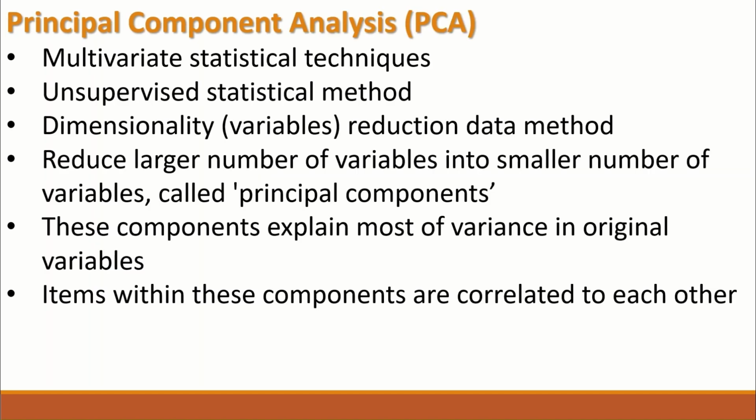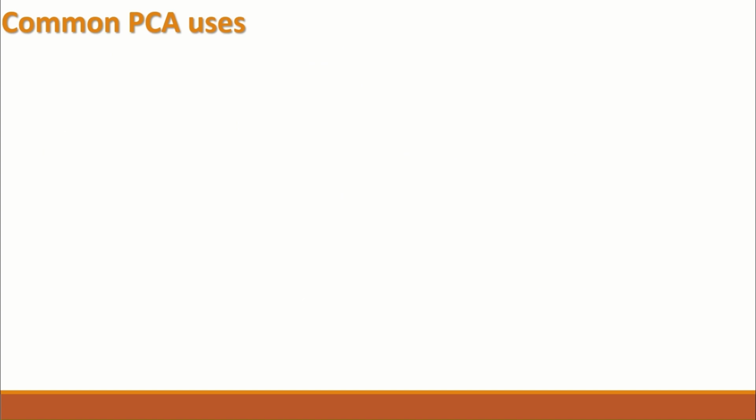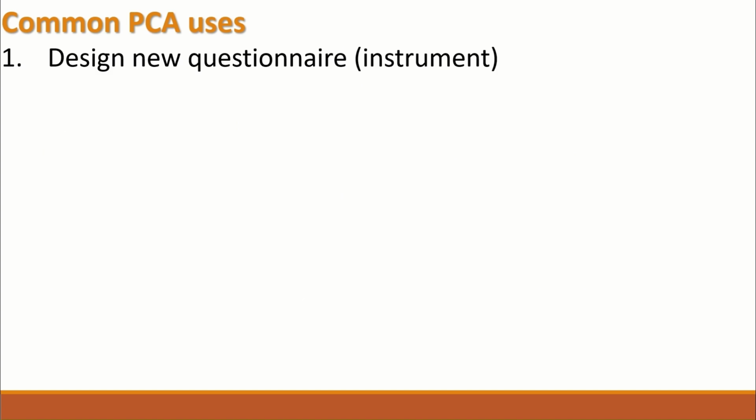The overall objective of performing PCA is to have a large number of items or variables, and try to reduce that number by grouping those items or variables into components. These components, or the variables within these components, are correlated to each other. So what are the common uses of PCA?